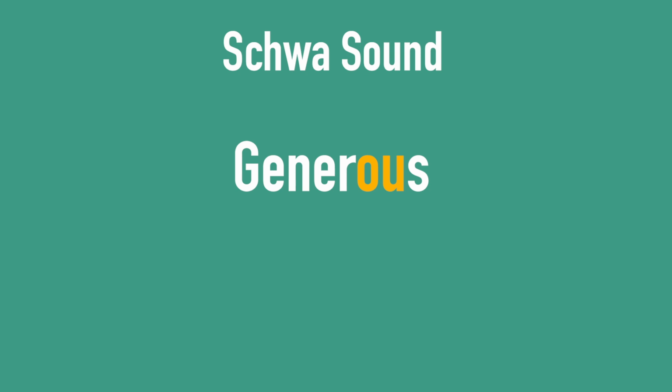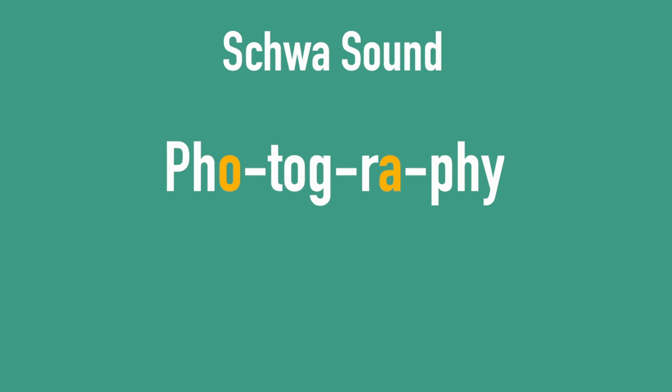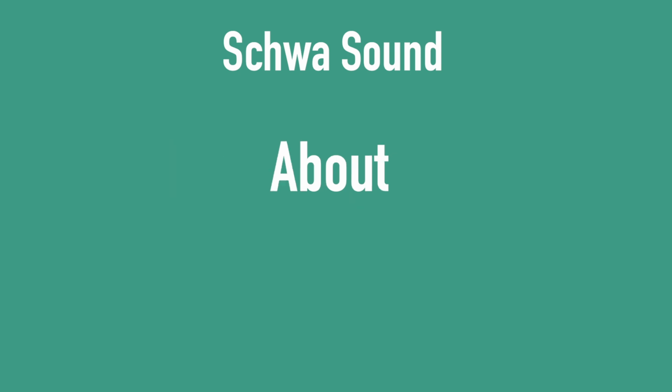Let's look at the word photography. Photography actually has two schwa sounds in the first and third syllables. Photography. In the word about, the vowel A forms a schwa sound.